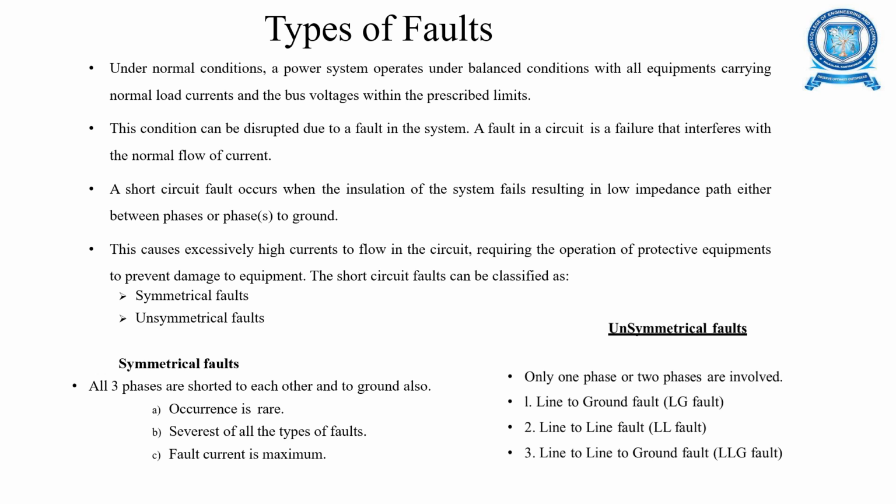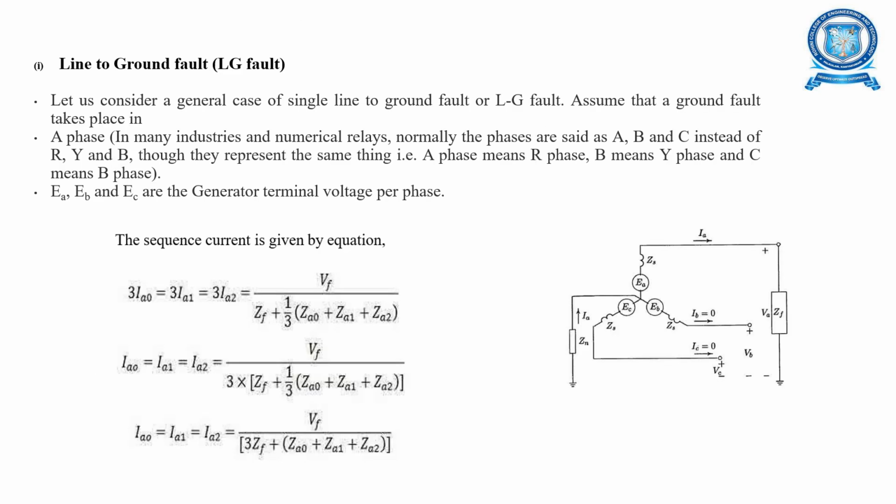In symmetrical faults, all three phases are shorted to each other and to the ground also. Its occurrence is rare. It is the severest of all types of faults, and the fault current is maximum. In unsymmetrical faults, only one phase or two phases are involved, that is, line to ground fault, line to line fault, and double line to ground fault. Here we'll discuss the line to ground fault.